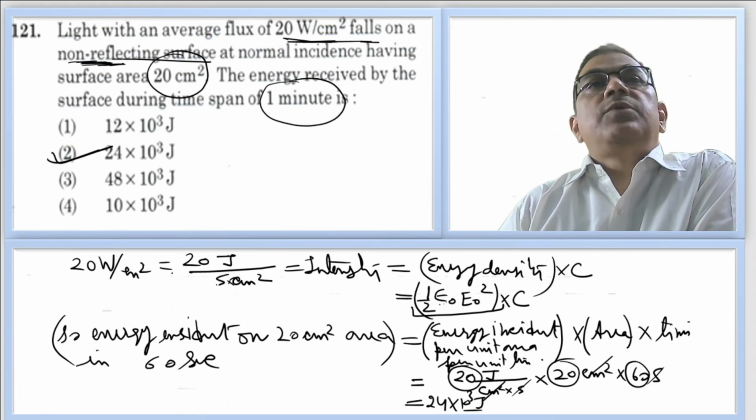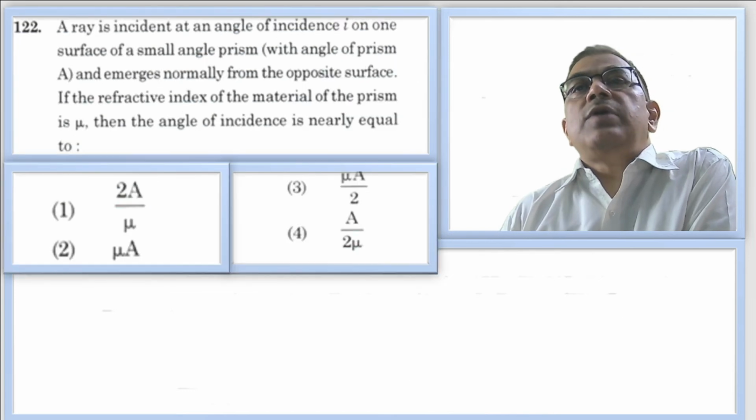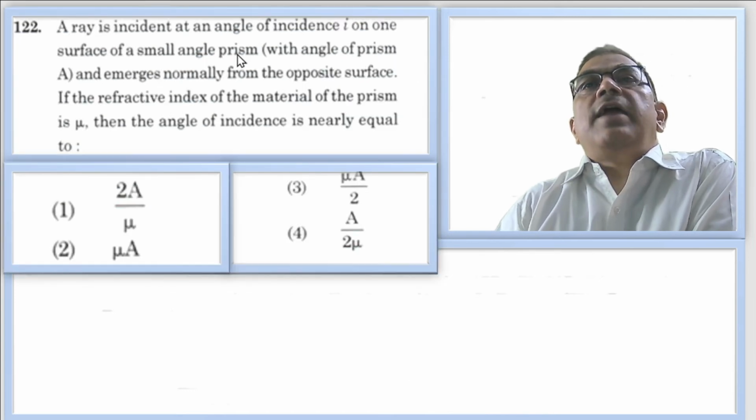Now let's come to the next problem. So in this problem, a ray of light is incident at an angle of incidence i on a surface of a small angle prism.